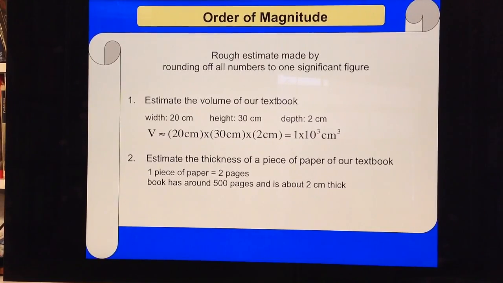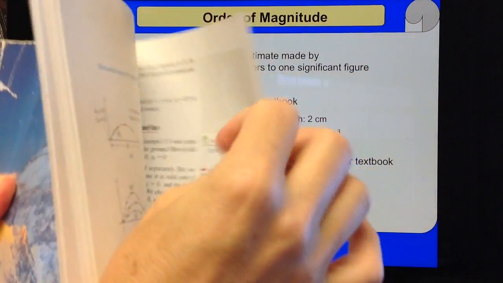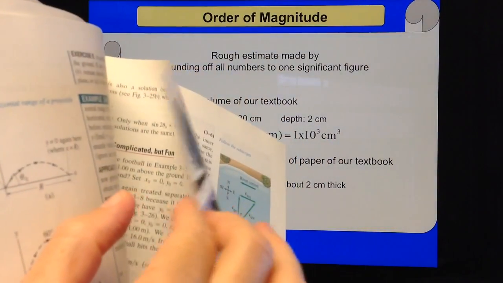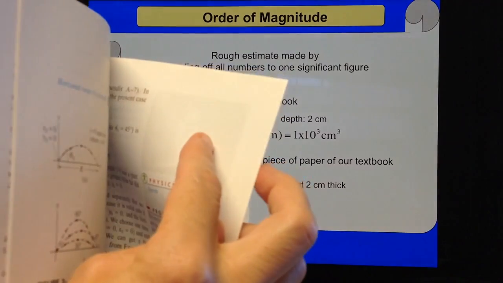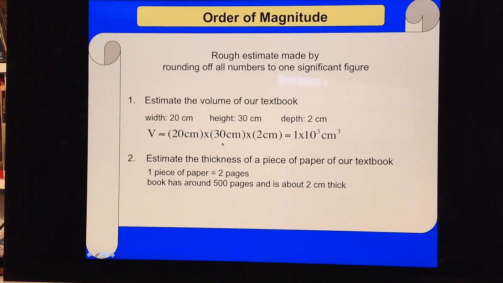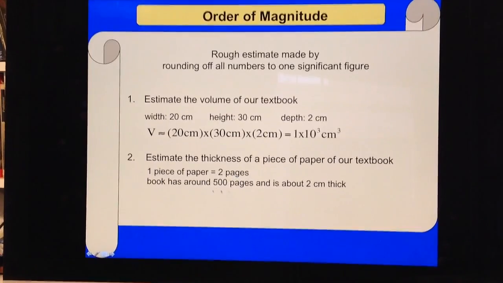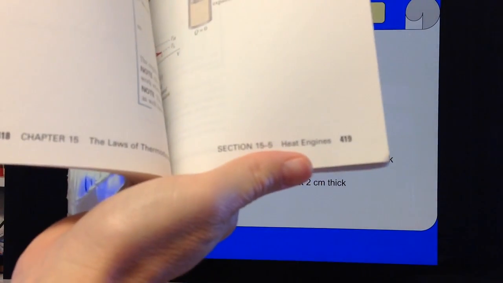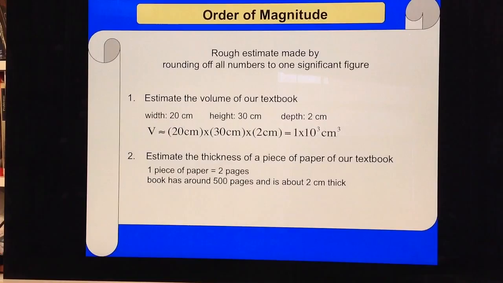Let's estimate the thickness of one piece of paper of our textbook, okay? Now, one piece of paper, how many pages does it have? 2, right? One page on one side, one page on the other side. Okay, so I'm going to write this down. In one piece of paper I have 2 pages. How many pages do we have in our book? Well, I'm going to go all the way to the end of the book and I'm going to count. Well, let's see, something around 400. I can read 420, so there are some additional pages there, so I'm going to say something around 500.